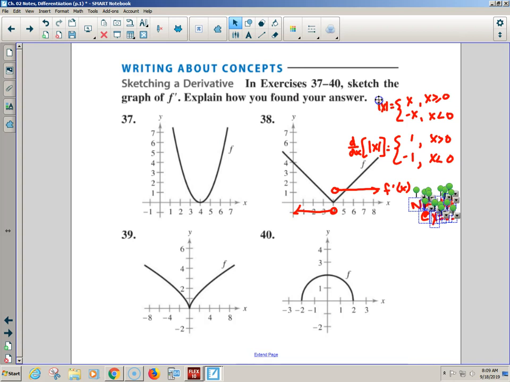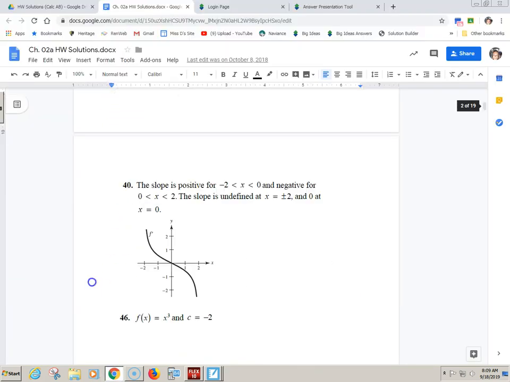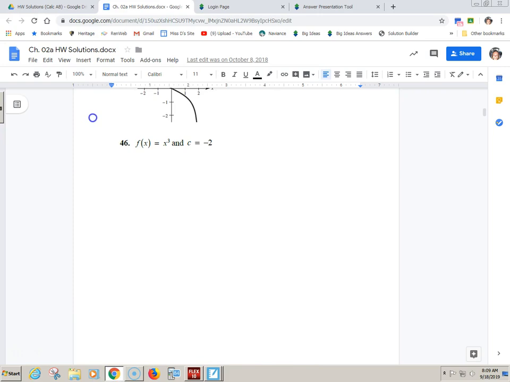Does this one make sense? What is the slope? Negative 1. What is the slope? Positive 1. We'll get back to the other guys later. We will, I promise. Let's keep reading. Let's get back to 40. That's another graph one, right? We'll get back to 40 in a second. The 38, 39, 40, yeah.